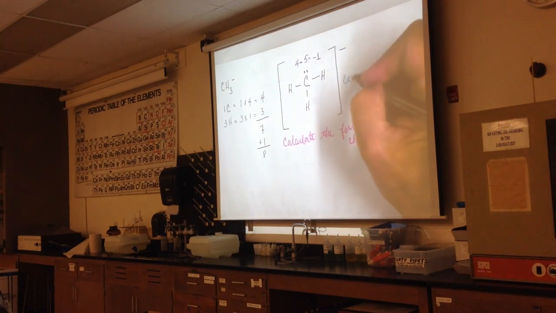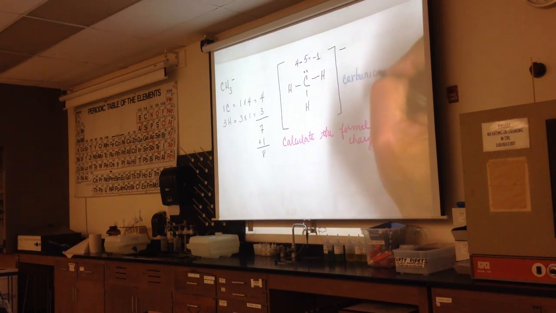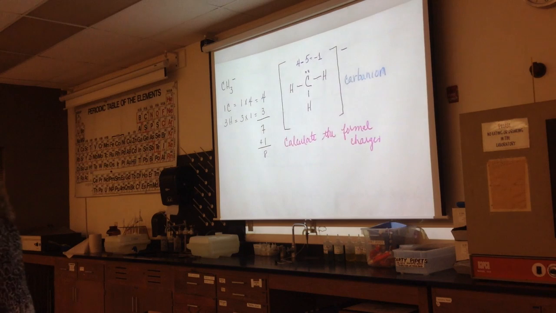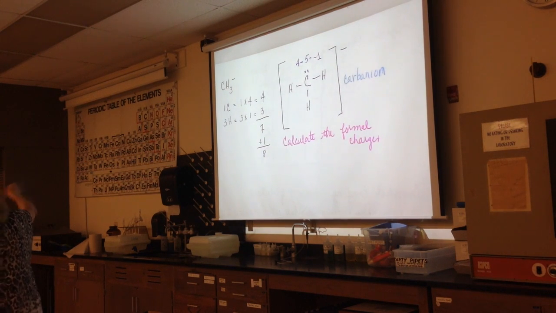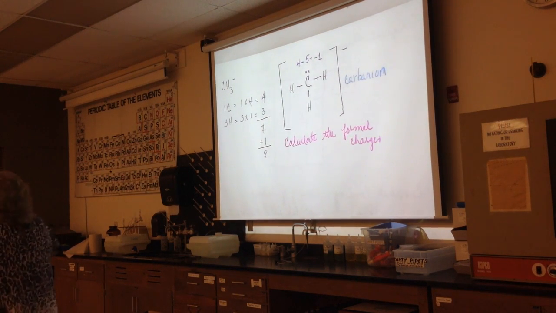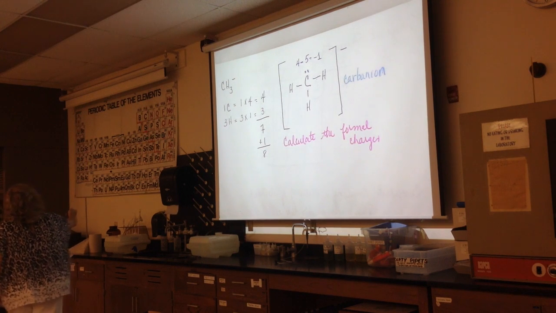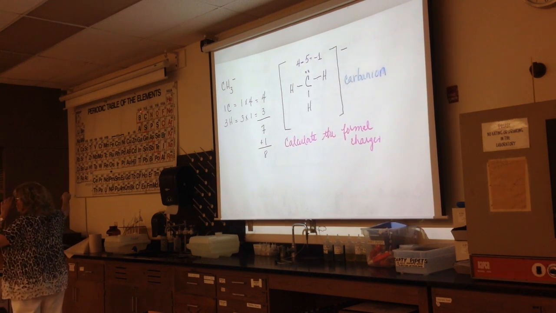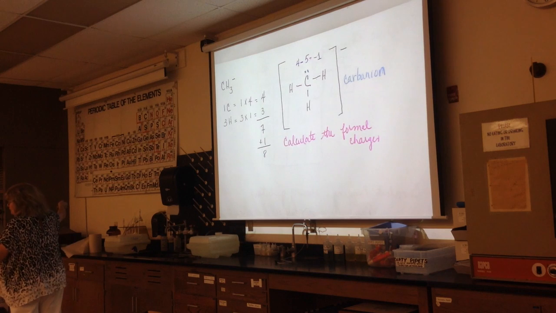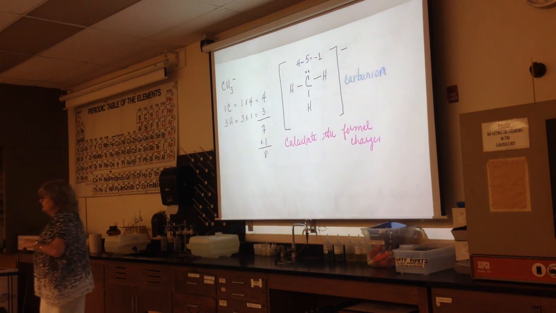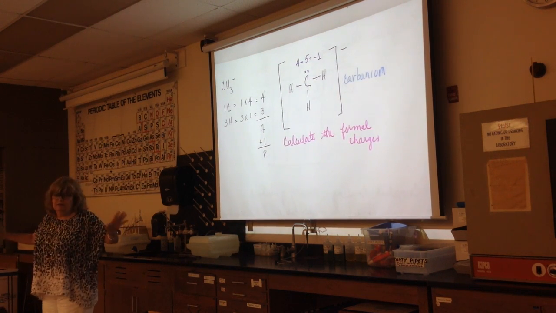I see your hand up. Yes. The 4 is the valence electrons of carbon. So any element that is in group 4 will have 4 valence electrons to begin with. Let's do one more and then I'm going to let you go.